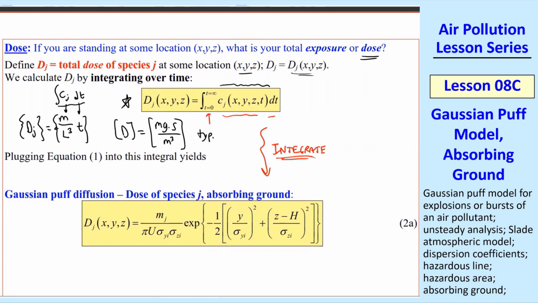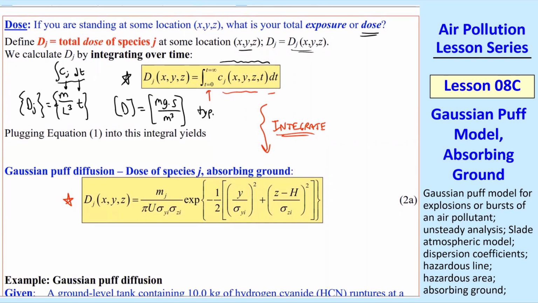This would be good for a long, cold, rainy night if you have nothing better to do. You can integrate this. And this is our final answer. I call this 2A, the A for absorbing. And so this is the equation for dose of species J for an absorbing ground, Gaussian puff diffusion. So it reduces kind of nicely.